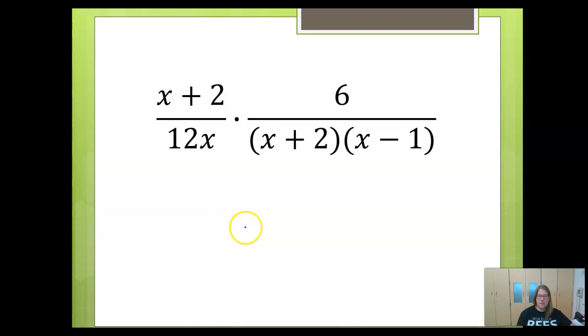All right, so this one looks a little more complicated, right? So I've got x plus 2 over 12x times 6 over x plus 2 times x minus 1. Now when you're simplifying rational expressions and when you're multiplying and dividing rational expressions, you really need to be careful about trying to cancel things out that can't be canceled out.